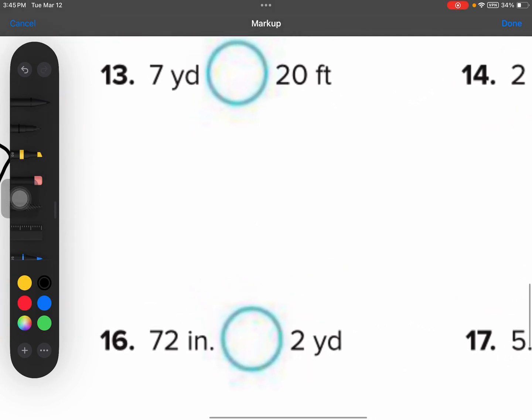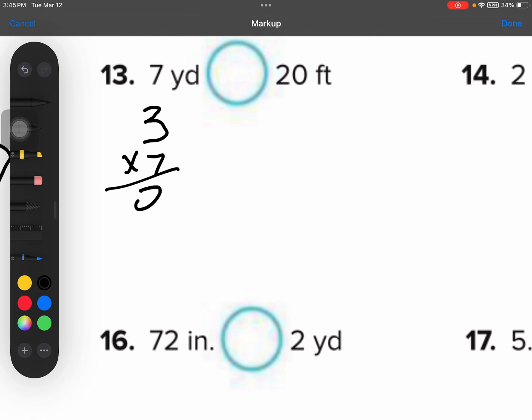Number 13, we're looking at these measurements. This is yard, this is feet. Feet are smaller. So yard, I know that every yard has 3 feet in it. And I've got 7 yards. This is 21. So comparing 21 and 20, I know that 21 is bigger. 7 yards is bigger than 20 feet.